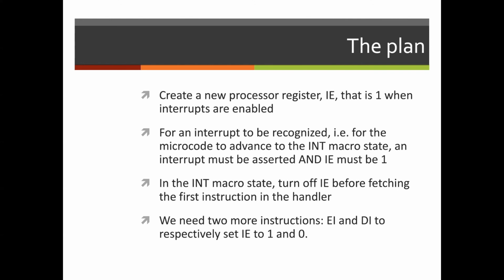And so in order to accomplish this, we're going to need 2 more instructions, EI and DI, to respectively set IE to 1 and 0. And we'll use EI after pushing register K0 onto the stack. So next we will take a look at how we can handle cascading interrupts using our finite state machine.